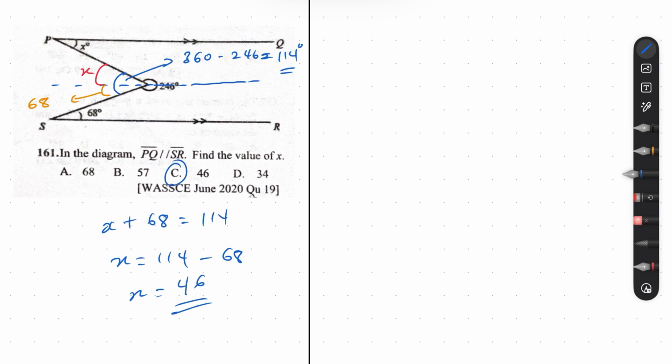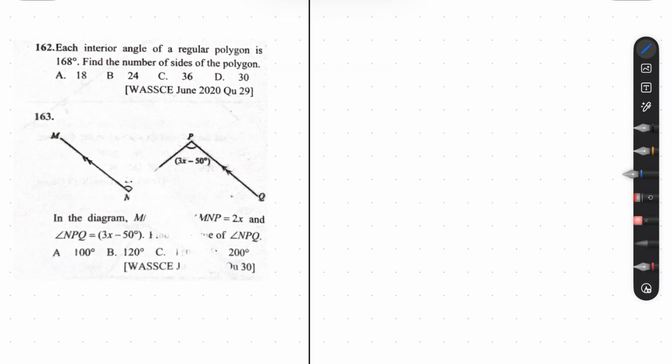All right. Let's move on to the next question, which is question 162. The question says each interior angle of a regular polygon is 168. Find the number of sides of the polygon. What that means is 180(n minus 2) over n is equal to 168. This is what it means, okay? So we just need to find n. We know this is the formula for the interior angle, okay? Cool.